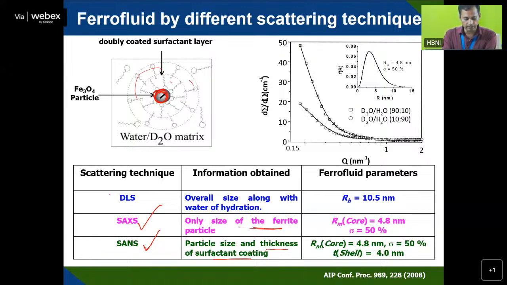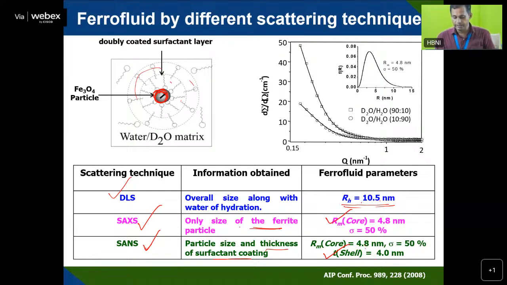Whatever size you get from dynamic light scattering, DLS, that is a hydrodynamic radius of about 10.5 nanometers, you can compare with your core and core plus shell. You can see that the variation is quite small, at 10.5.